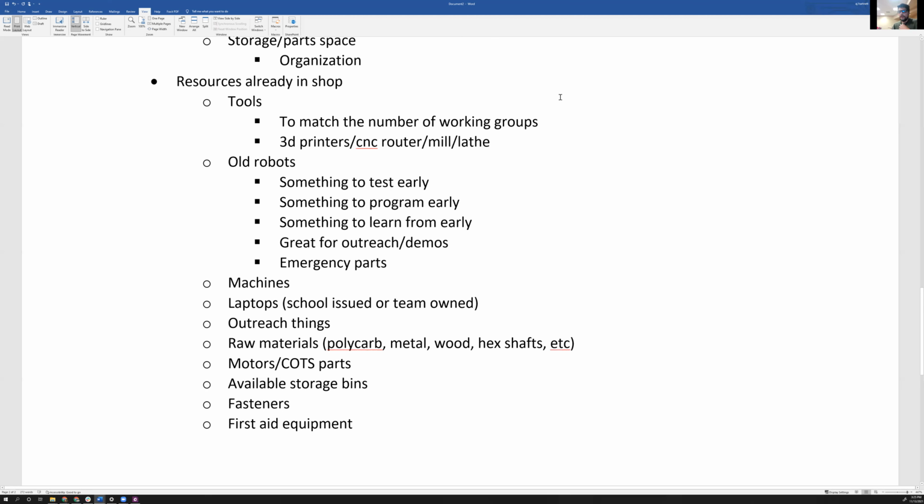Okay, so I think we've talked a lot about resources that we already have in the shop. Okay, so let's move on to a new category. Sam? Yes, so time is an important resource for sure.